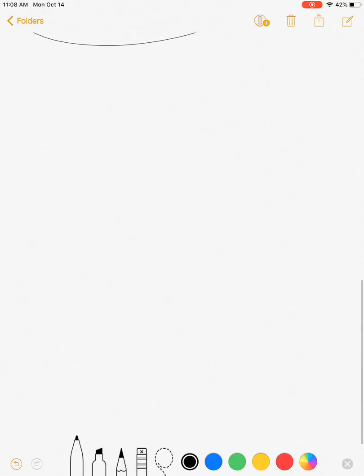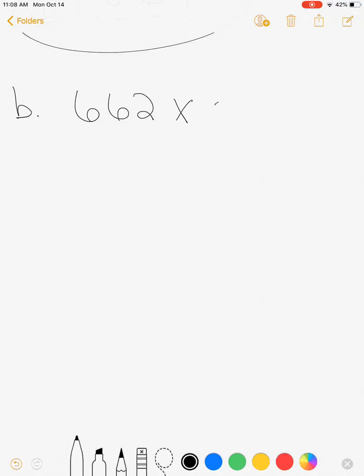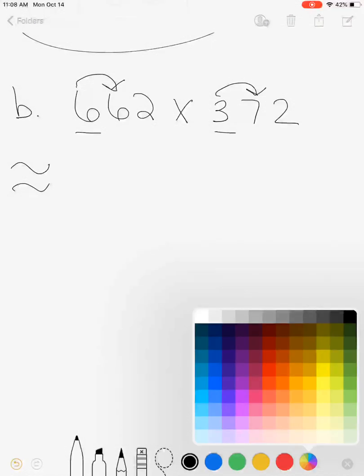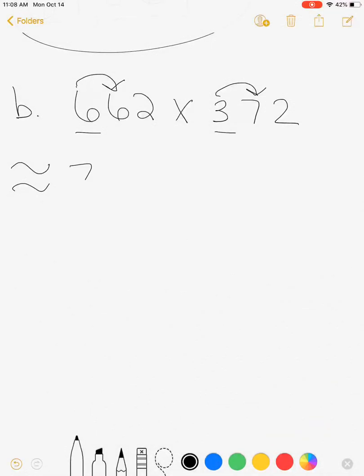Okay, let's move on to problem B. 662 times 372. First, we have to estimate to the nearest hundred. Underline the hundreds, look to the right. 5 or more, raise the score. So 662 is going to round to 700. 5 or more, raise the score. So 372 is going to round to 400.